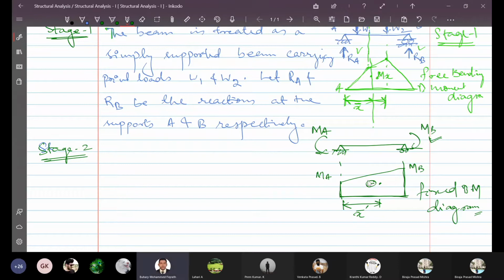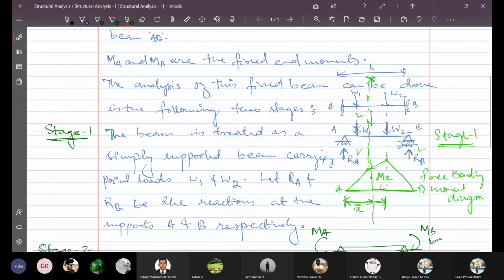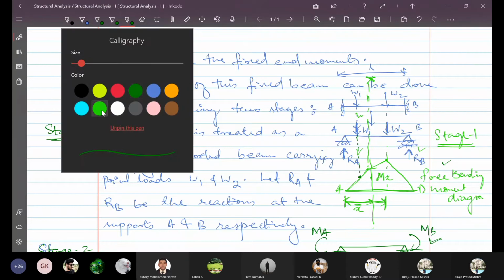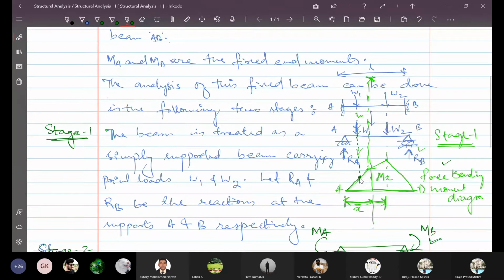Sir, first free bending moment diagram you have drawn, no, sir. The slope starts to change from A to W1. Yes, it is from here. Yes, sir. Now it is correct. Okay. Thank you for that. Okay. So any other doubts you have now? No.